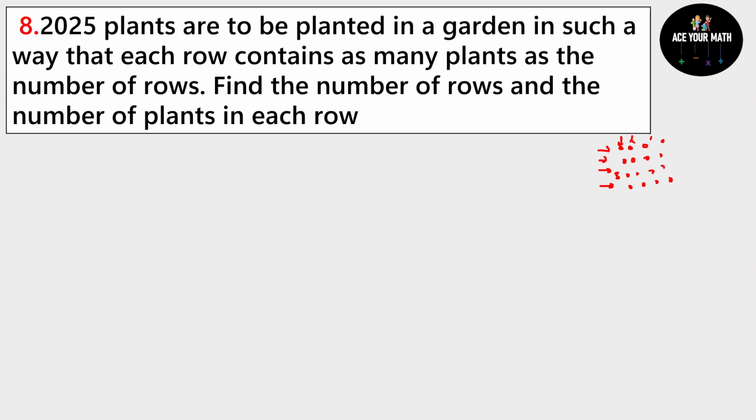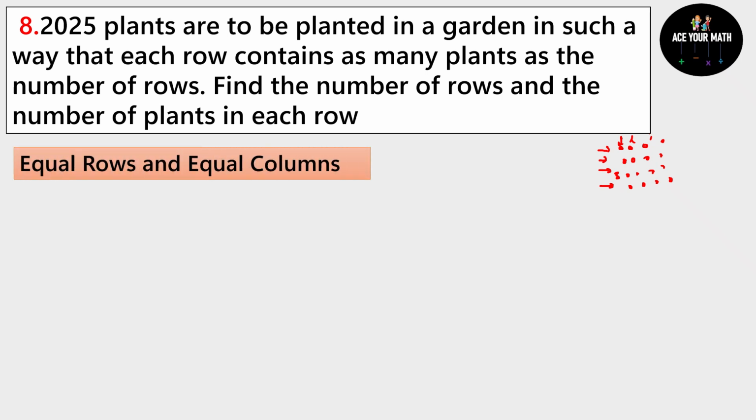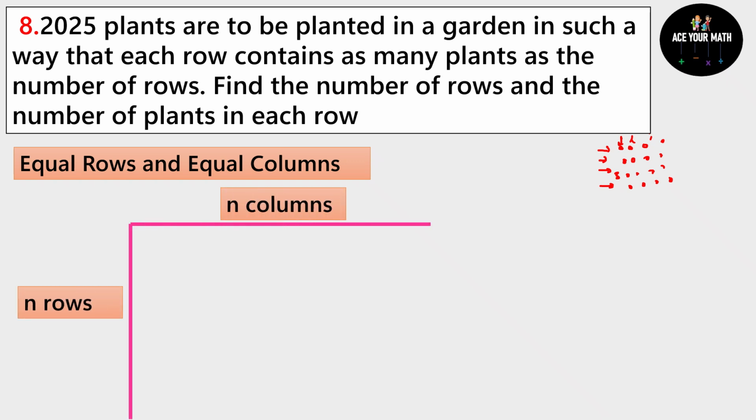Now we'll try to solve this problem. We don't know the number of rows and number of columns, but we know that there are equal rows and equal columns. Now we will find how many rows are there. Since we don't know the number, we can assume it. So we are assuming that there are n rows and in each row there are n plants. So n plants means n columns. So in n rows and n columns, you will fit 2025 plants.